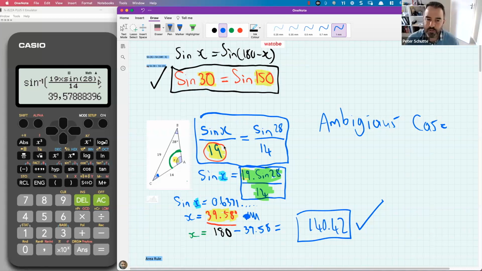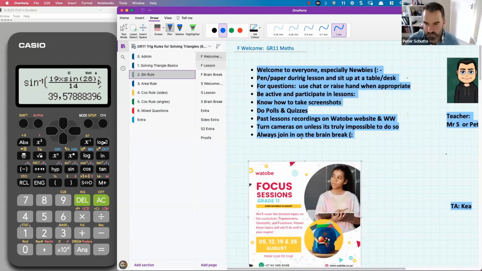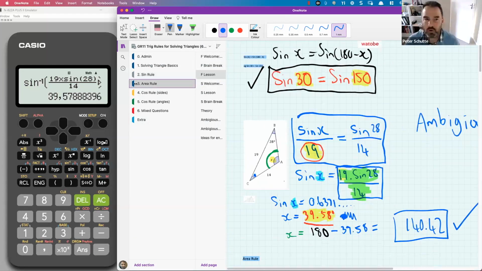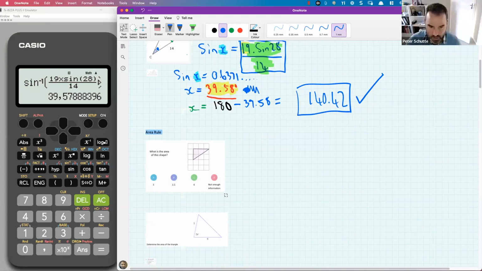Now, for those students who are still feeling unsure about the sine rule, I really want to recommend going back to my video lesson that we did in the previous lesson. You'll notice that we did a whole bunch of questions around sine rule. And that's why students are comfortable. So I really recommend you going back. But the main goal for today is to focus on something called the area rule. And so I'm going to start on that now.